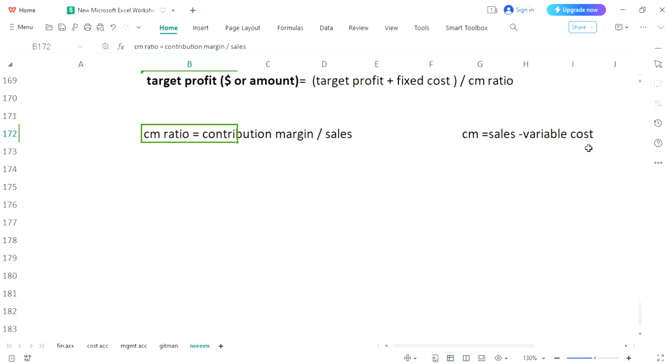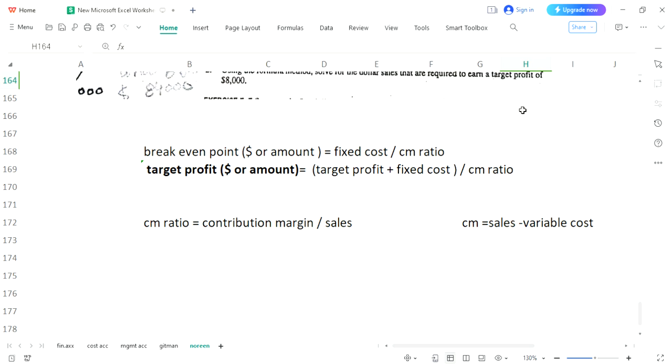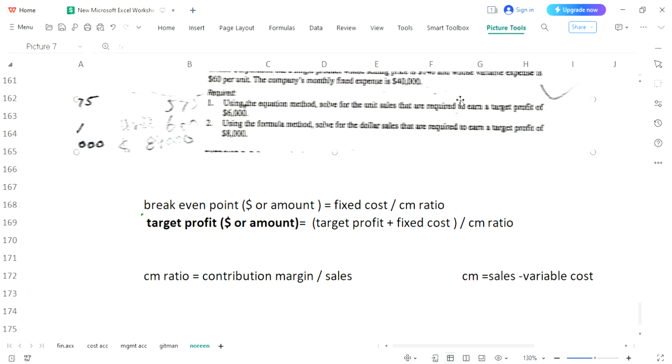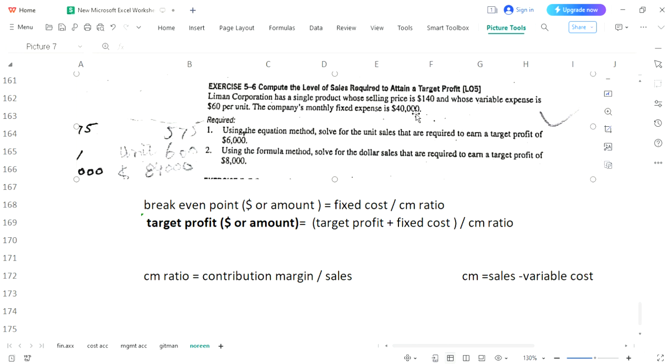Sale minus variable cost. So same procedure we are following. Same formulas are being used as well. So you need to calculate your CM. How? Sale price, look over here, which is given in your question. Sale price is 140.